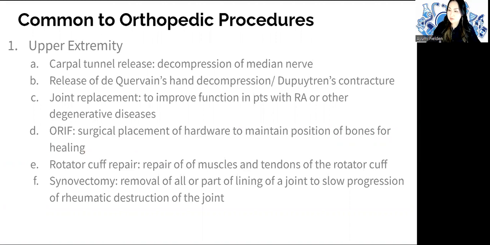Joint replacement can be done in any joint to improve the condition of a patient with RA or other degenerative diseases. ORIF of the upper extremity is very common in pediatrics. They learn how to ride the bike, they fall, they break their forearm. You often see this during the summer. And they'll be doing surgical placement of hardware to maintain the position of bones for proper healing.